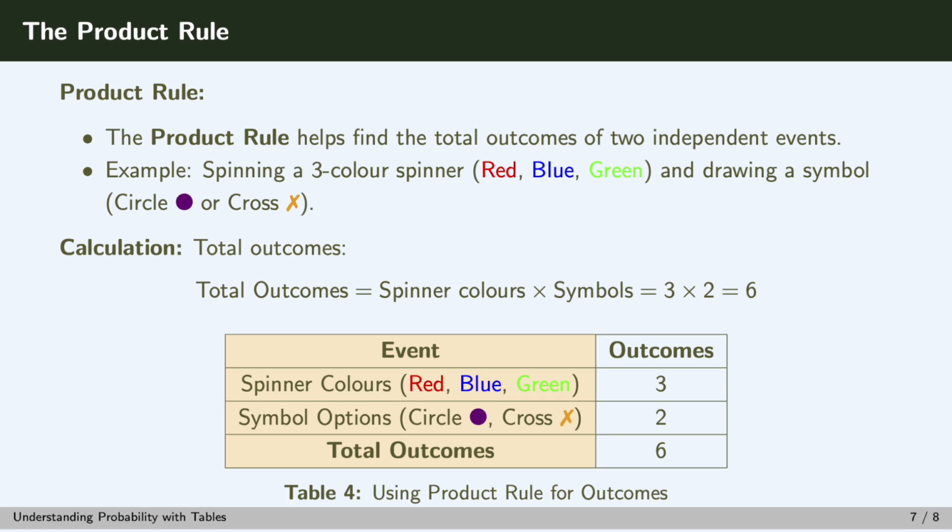The last tool we'll use today is the product rule, which helps us find the total number of possible outcomes when we have 2 independent events. So with our spinner and symbol example, we just multiply the number of colours, which is 3, by the number of symbols, which is 2, giving us 6 possible outcomes in total. This matches the 6 outcomes we saw in the sample space or two-way table, red with circle, red with cross, and so on. Alright, that's a wrap.